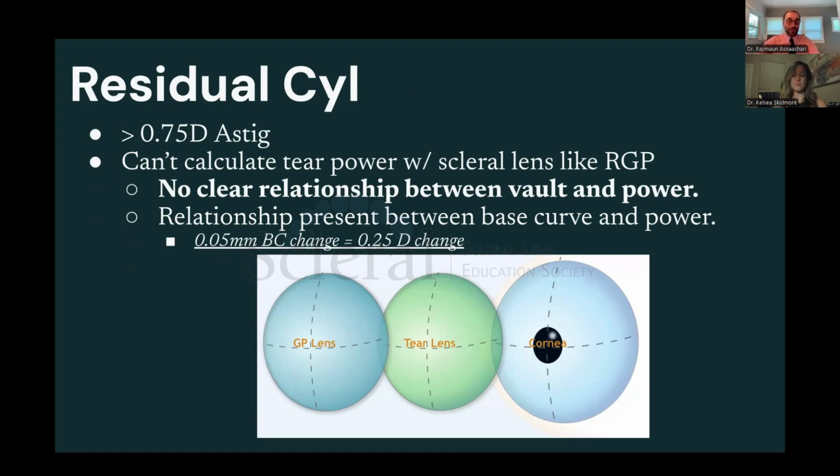You can't calculate the tear lens power with scleral lenses like an RGP. At least, I could be wrong, but I found that there is no clear relationship between vault and power, unlike an RGP, where there is a relationship between base curve and power, because RGPs are fit based on base curve and scleral lenses are not as much. They're fit based on vault. And I haven't really found a relationship between vault and refractive power. Maybe one day we might, but I haven't found that relationship yet. If you do, I would love to know.